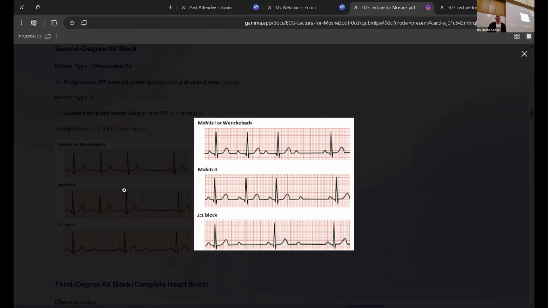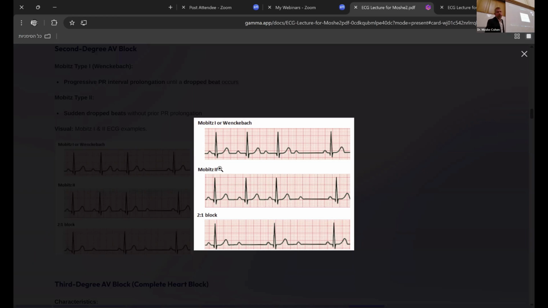This is a very nice example of second degree AV block. AV block, if you remember, I told you, can be very dangerous. Remember my story about the 40-something person coming to the emergency room walking, and then he died after 5-10 minutes. So AV block can be very tricky.